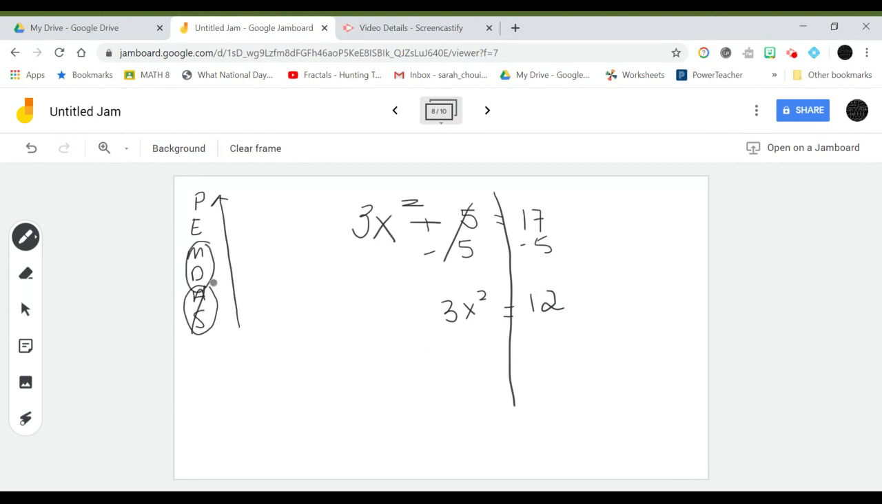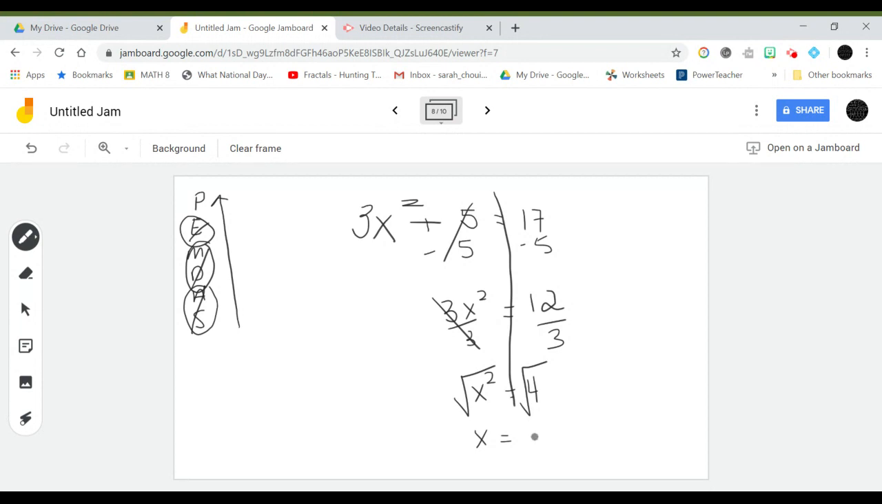Next, I have to get rid of any multiplication or division. So I get rid of the times 3 by dividing both sides by 3. That cancels and leaves me with x squared equals 12 divided by 3 is 4. And then lastly, I have to get rid of that exponent of 2 by taking the square root of both sides. So x is equal to square root of 4.